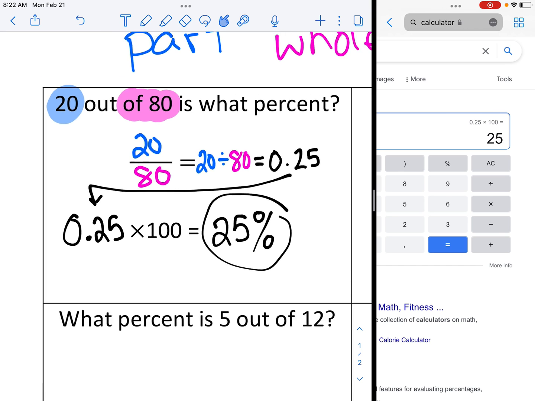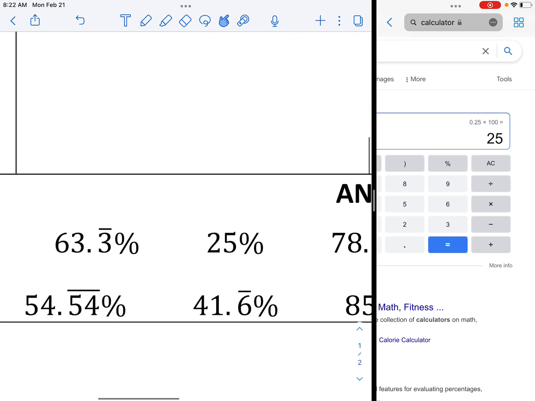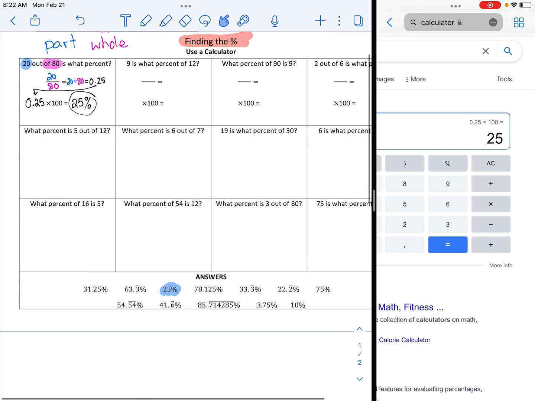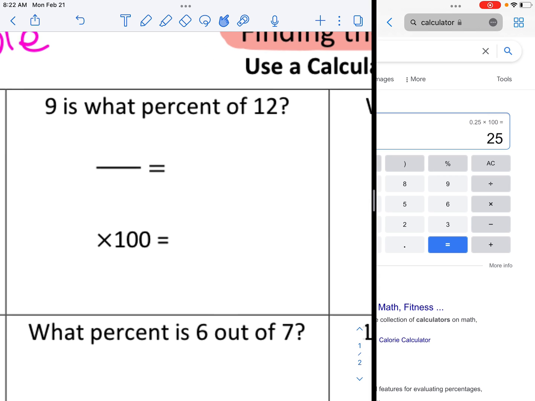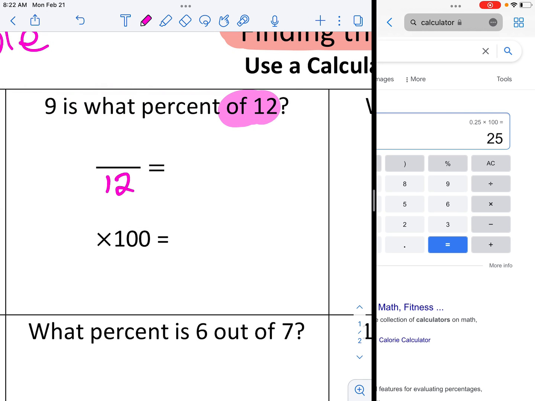That is my answer. And I should be able to find it down here on the bottom. There it is. Highlight it. That is the correct answer, right? So then I'm going to go to the next one. 9 is what percent of 12? Again, I see the word of, and after the of comes 12. So I'll put a 12 down here, right?